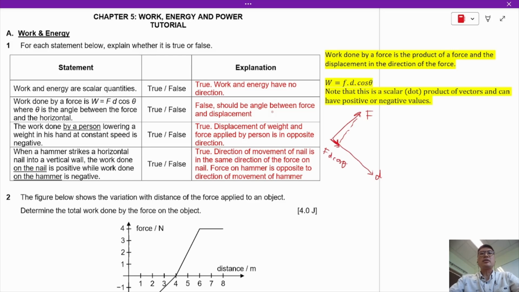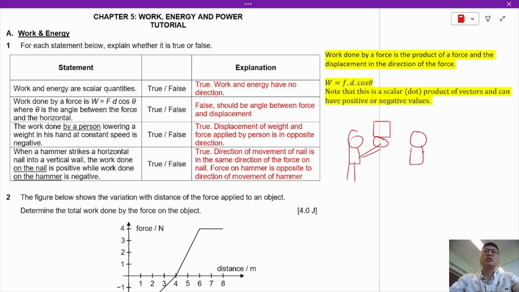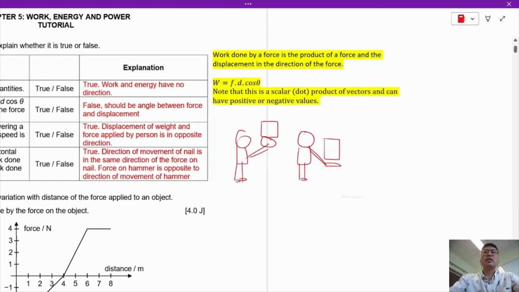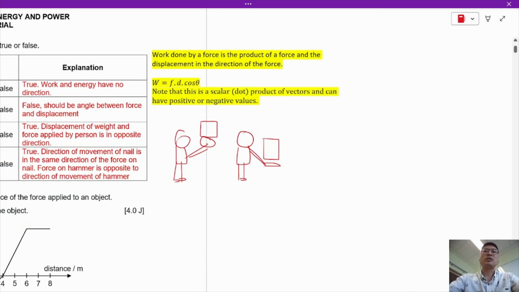Now, let's talk about the work done by a person lowering a weight in his hand. So over here we have a person who is holding up a box, and then this person now lowers the box until it's over here. The question is, is the work that the person does positive or negative? So let's look carefully at how the forces act on the box. So here is the box at first, and this is the normal force by the person on the box. This is of course the weight of the box.